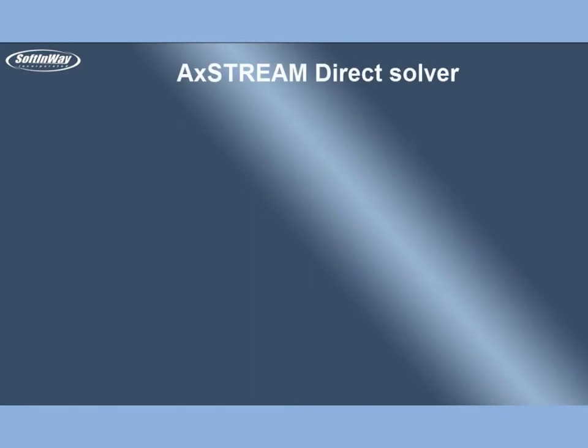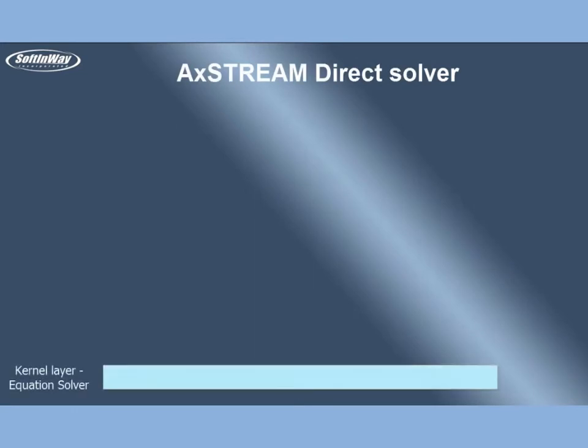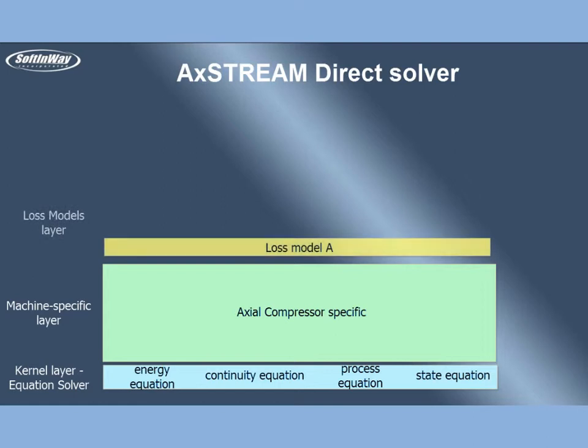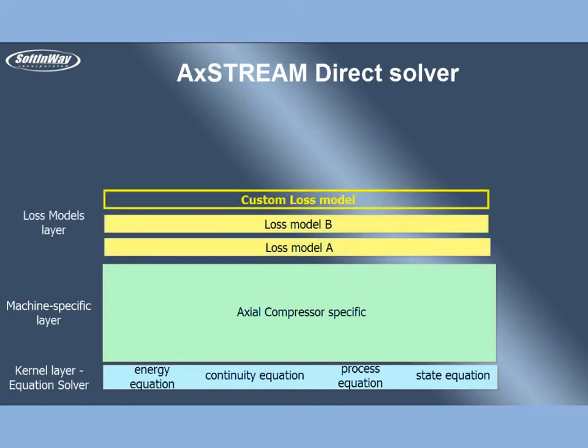Direct Solver includes a number of layers. The kernel layer solves a system of 4 classic equations: energy, continuity, process, and state. The middle tier layer is machine specific. It runs calculations dependent on the type of turbomachinery. The outermost layer includes loss and fluid models.